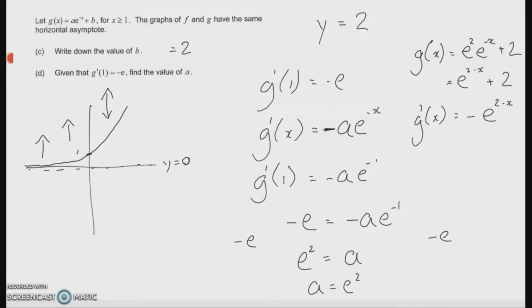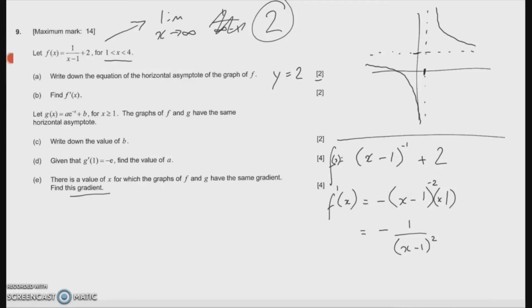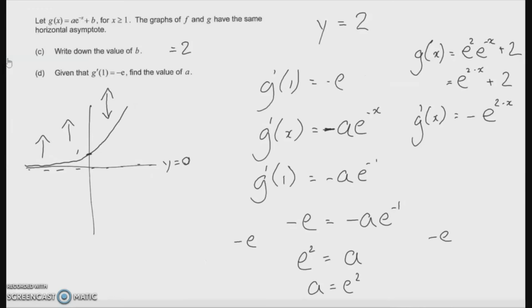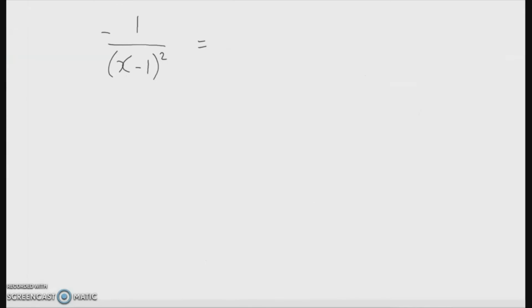Now, it might not be immediately obvious where this is, but the algebra can tell us. All we're going to need to do is equate our equation for g prime and our equation for f prime here. So we have negative 1 over x minus 1 squared, and we're going to equate that to g prime, which was negative e to the 2 minus x.